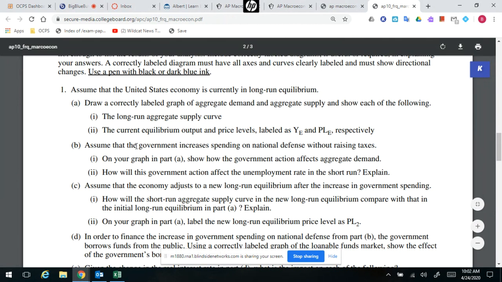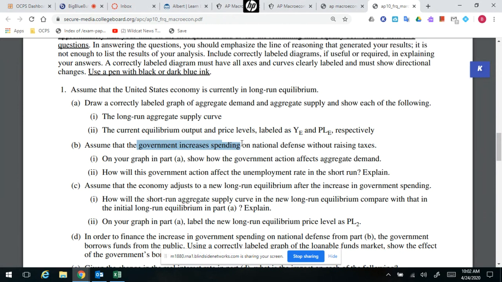And then part B says, assume that the government increases spending. Whenever there's an increase in spending, that means demand moves. So demand and spending are directly related. If there's an increase in spending, that's going to be a rightward shift of the aggregate demand line. So we can go ahead and show that rightward shift on the aggregate demand line.